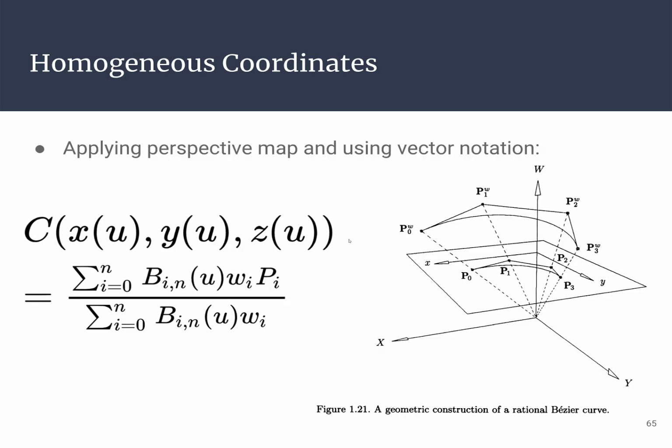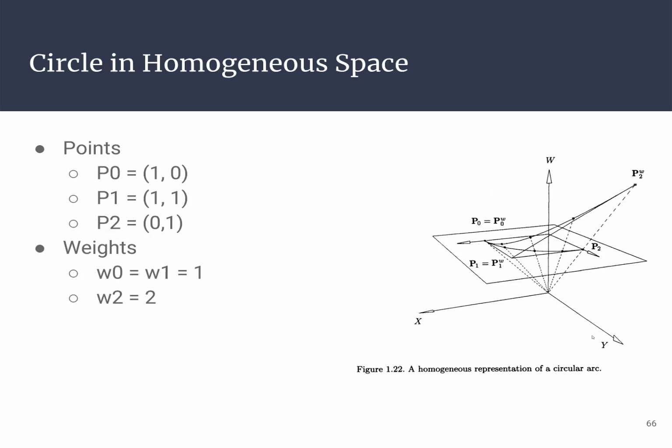Now we will apply the perspective map using vector notation. Here you can see that the change in the weights of the control point would change how far this projection takes place, and thus change how this curve is represented. Now going back to our circle example, we have the same points and the same weights, but we can see how weight 2 being equal to 2 shows this increase in the projection so that this control point is raised up.